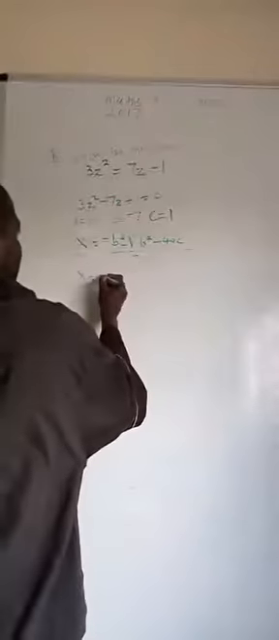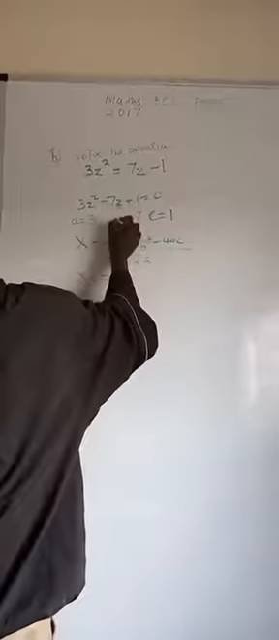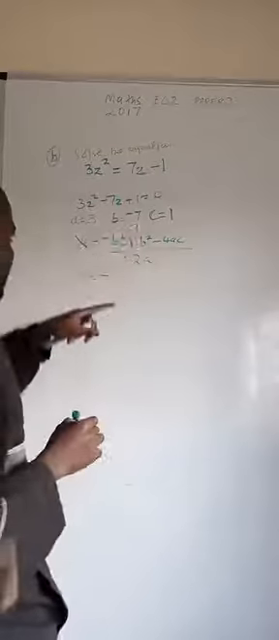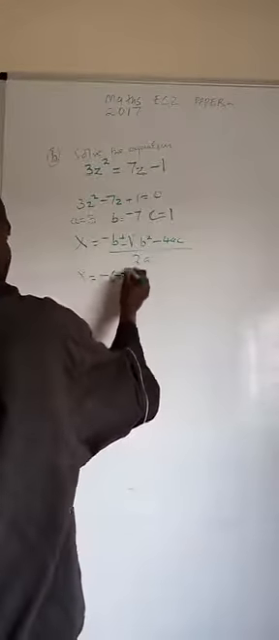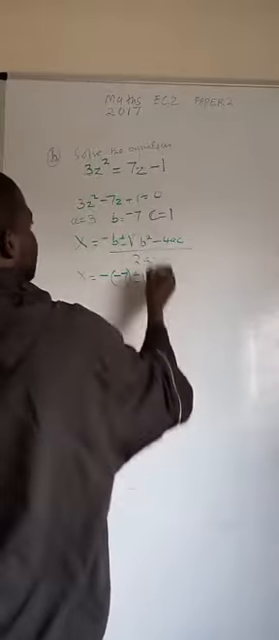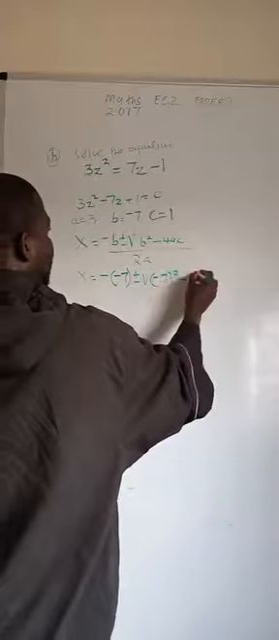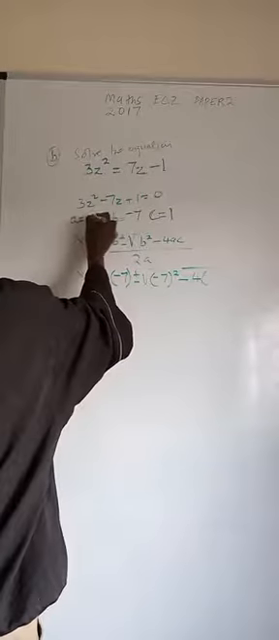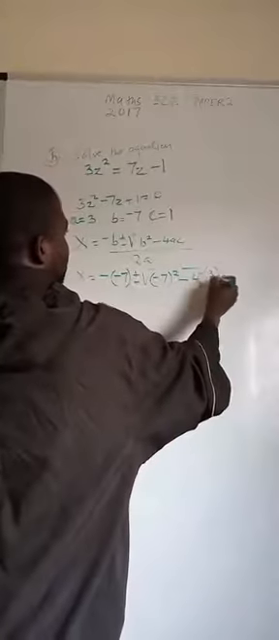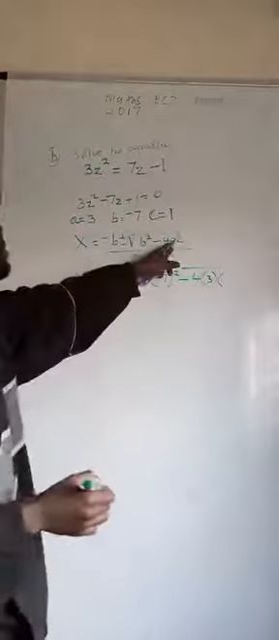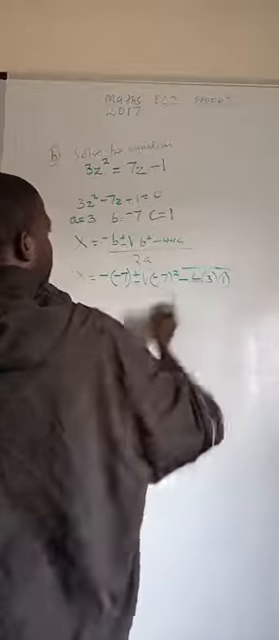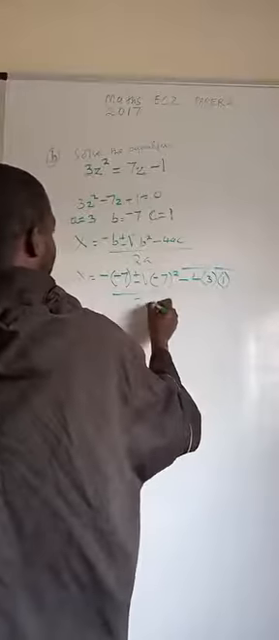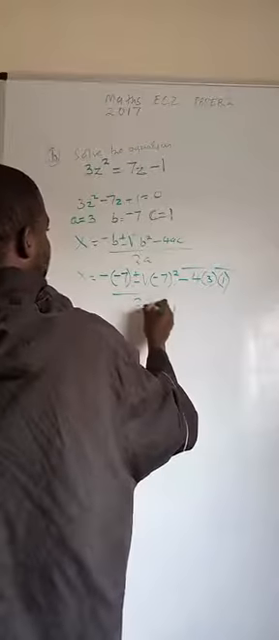The first parameter that you substitute: have you seen the formula starts with negative? This negative, I bring it here. And then it's saying negative b. My b here is negative 7. So I'll put negative 7 here in brackets. Plus or minus square root of b squared, it means negative 7 in brackets squared minus 4a. What is my a, guys? My a is 3. And then my C is 1. Over 2a, meaning 2 times 3.